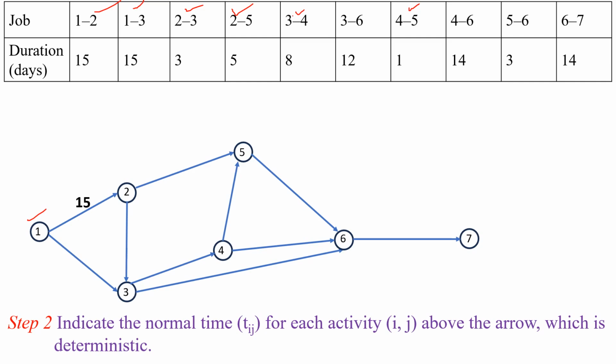Similarly, for the activity 1 to 3 it is 15. Next, 2 to 3 it is 3. Next one is 3 to 4, it is 8. And next one is 2 to 5, it is 5. And next one is 3 to 6, it is 12. And next one is 4 to 5, it is 1. And 4 to 6, 14. 5 to 6, 3. And finally 6 to 7 is 14.